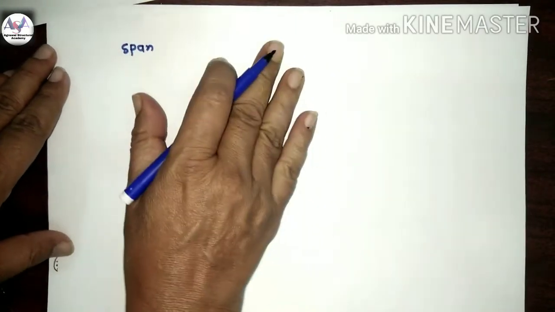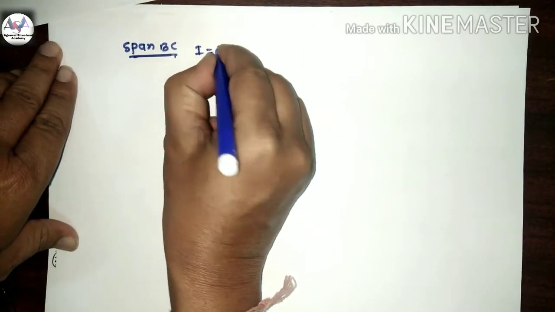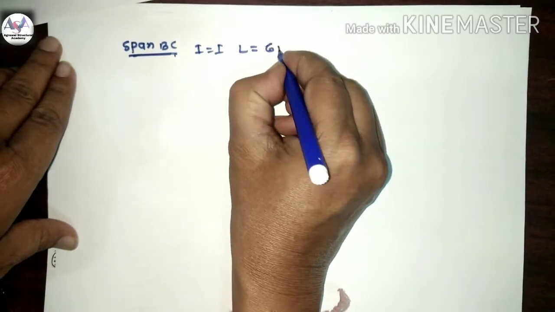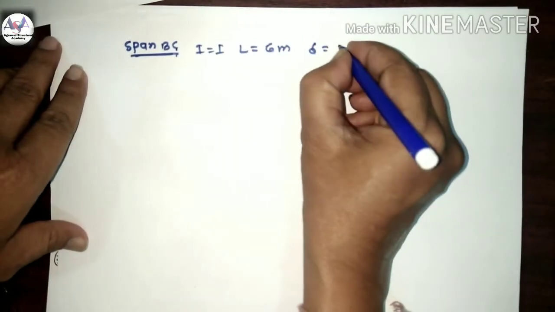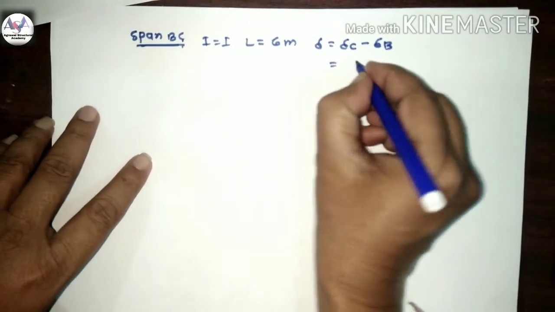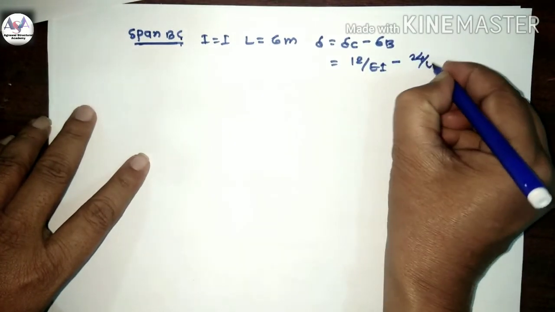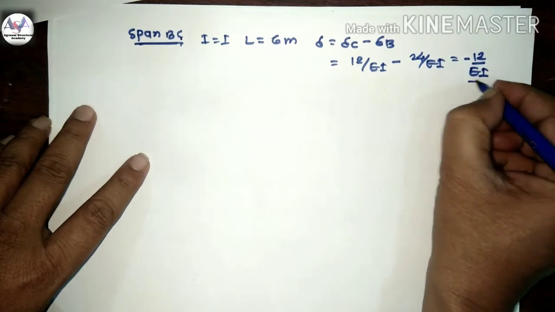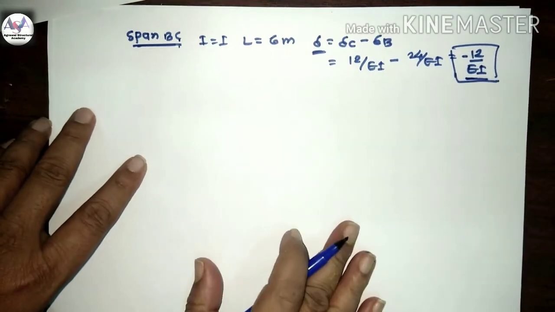Now span BC, here I is equal to I, L is equal to 6 meter. Then delta is equal to, important here is that the leading joint is the first, so delta C minus delta B. So we know here delta C is 12 by EI minus delta B is 24 upon EI. So this becomes minus 12 by EI. So we got the value of delta is equal to minus 12 upon EI.